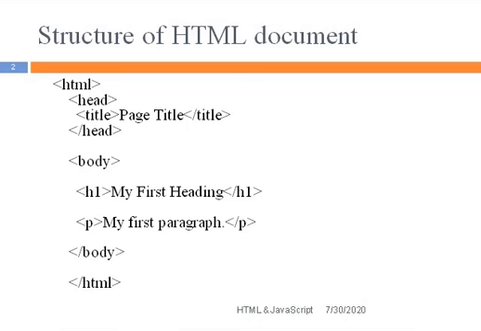Then after the h1 tag we have written a paragraph tag with p surrounded by angle brackets, and we have written a sentence, my first paragraph, and closed that tag by slash p surrounded by angle brackets. Below that we have closed the body tag with slash body surrounded by angle brackets, and below that the slash html tag is closed. So this is one of the basic structures of an HTML document.